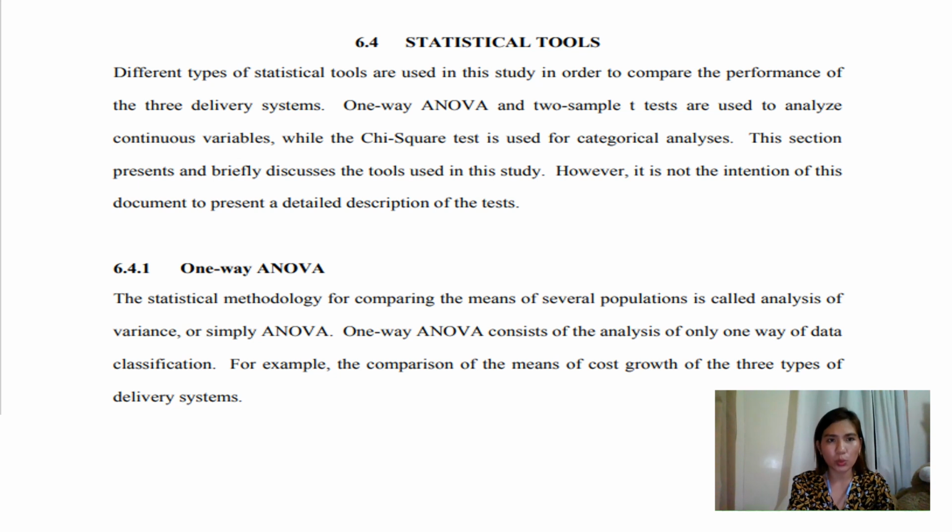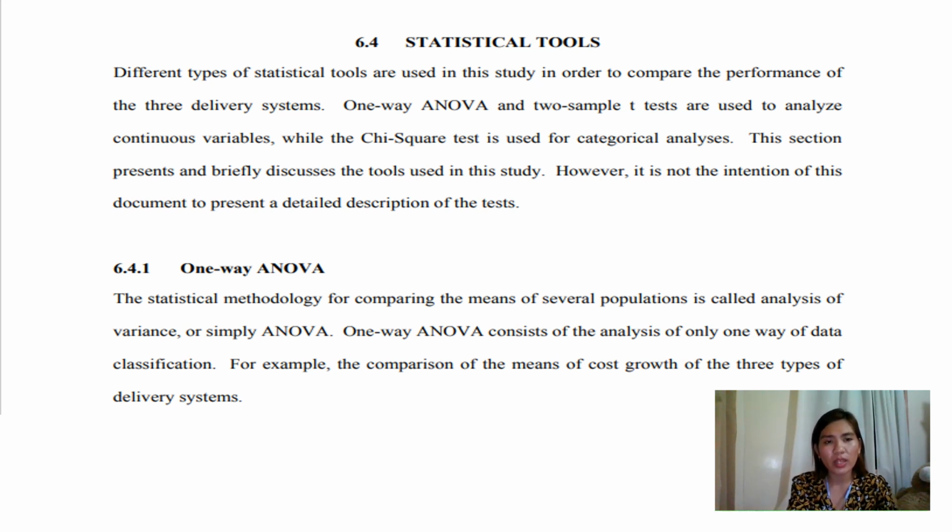6.4 Statistical Tools. Different types of statistical tools are used in the study in order to compare the performance of the three delivery systems. One-way ANOVA and the two-sample t-test are used to analyze continuous variables, while the chi-square test is used for categorical analysis. This section presents and briefly discusses the tools used in this study. However, it is not the intention of this document to present a detailed description of the tests.